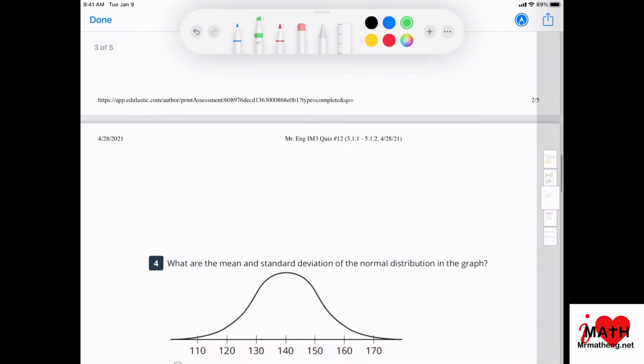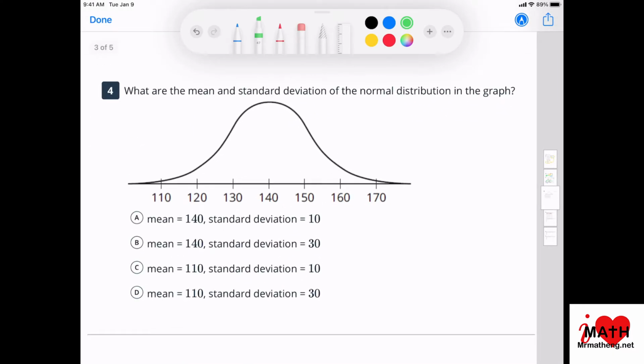All right, number 4. What are the mean? Remember the symbols for mean here? That's a population mean. It's like a U with a super long tail on the left side, and this is a measure of center. And standard deviation is a circle with a tail, and this is a measure of spread or variation. Okay, so where is the center? The center is where this peak is. So this is my mean, 40.